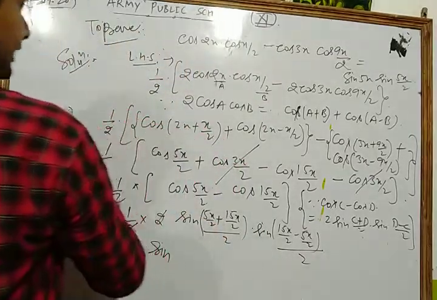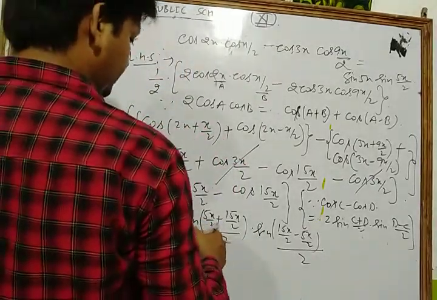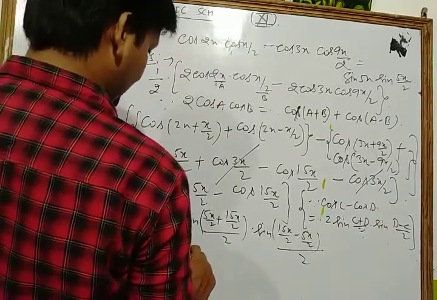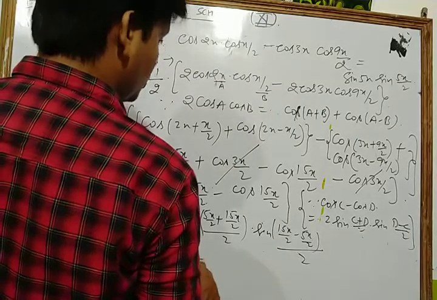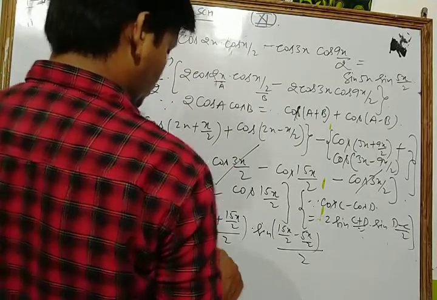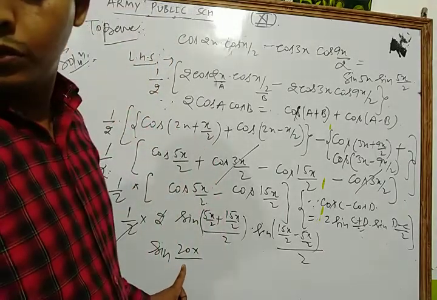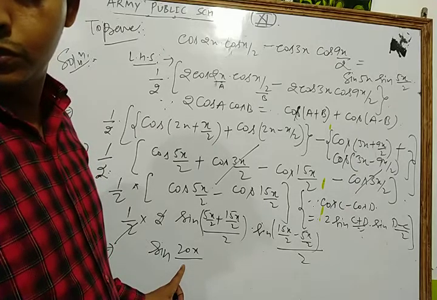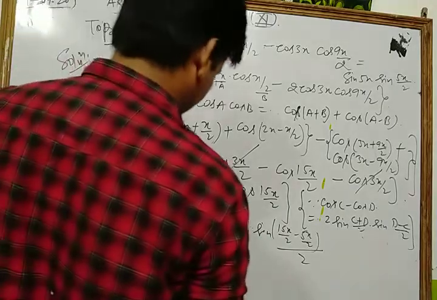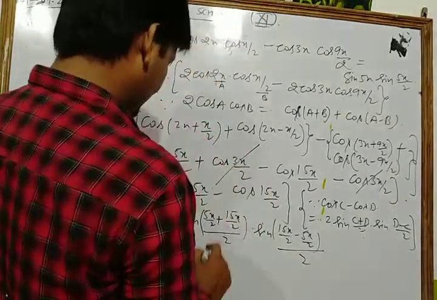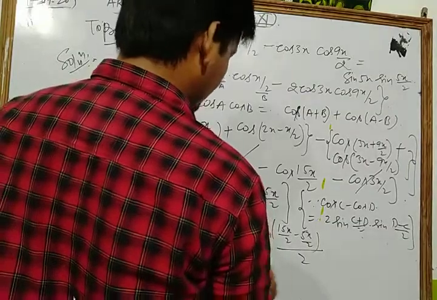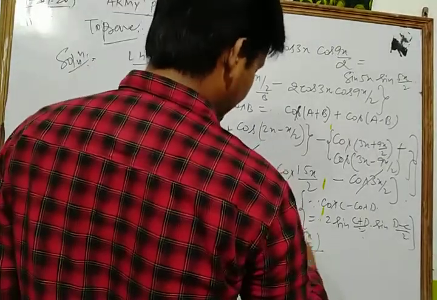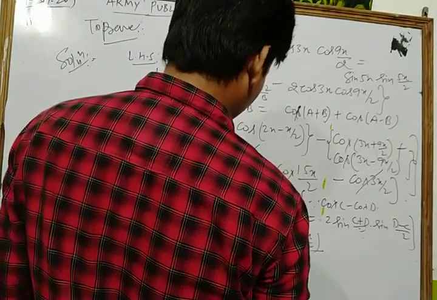Here, if we take 2 as LCM, then what I get is x by 2, 2 2s are 4, so 4x. Into here, what I get is sin, if we take 2 as LCM, then 15x minus 5x, that is 10x by 4, sin 10x by 4.